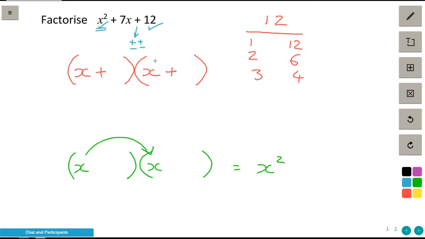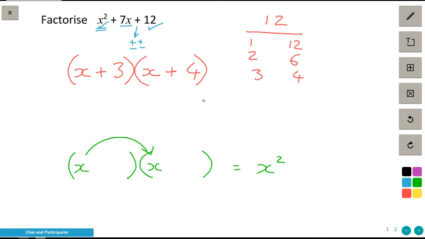Our final clue then comes from the 7x itself, because the way we're going to get that 7x is by having a number in here that will multiply by that x, and another number in the far bracket that will multiply by the first x, and then we're going to end up adding those two numbers together because we've got these two pluses. So the numbers here need to add to make that 7 that we've got up at the top, and they also need to multiply to make 12. And so we can see that the only pair of numbers that will do that are going to be the 3 and the 4.